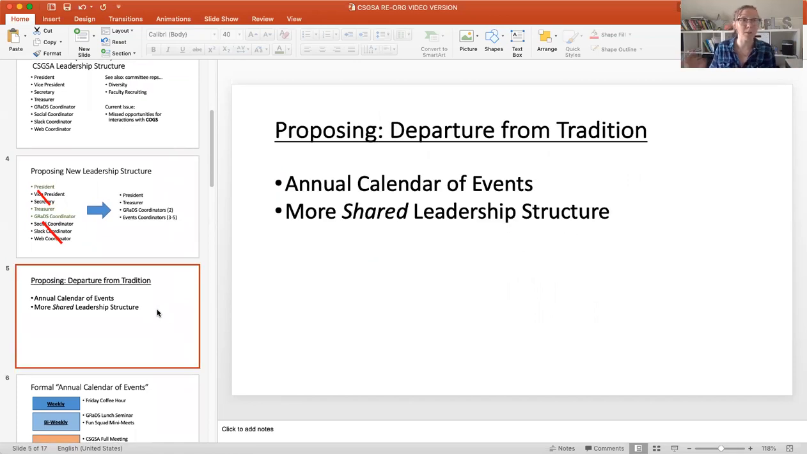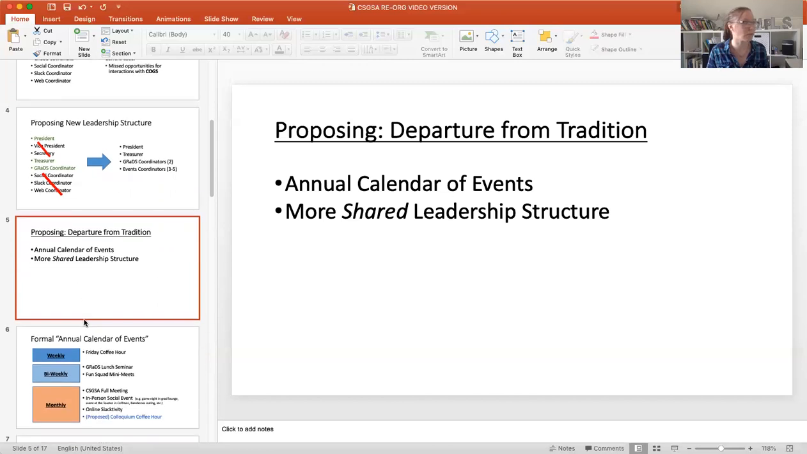The reason we're proposing this departure is because we think that we'll actually be able to drive better engagement across the department and create more events that are going to enrich your quality of life as a grad student. But there's two specific components that will basically enable us to do this. So the first thing is that we want an annual calendar of events that's a little bit more formal than what we currently have, and we want to be sharing responsibilities across different officer roles.